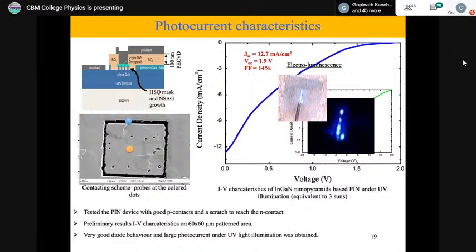So this is when we are illuminating it with the equivalent of 3 suns. So it's very good results, or very encouraging results, if I may say. It's on a pattern of 60 micron by 60 micron. It's not on a large area to compare with a standard silicon solar cell. But it will be done very, very soon. You will see some solar cells based on these indium gallium nitride nanopyramids pretty soon.